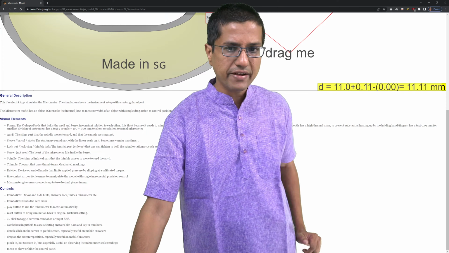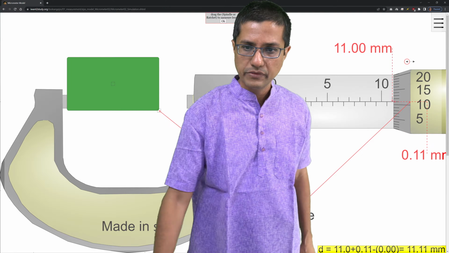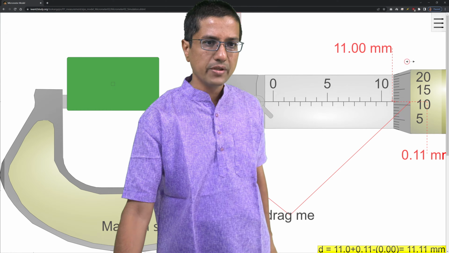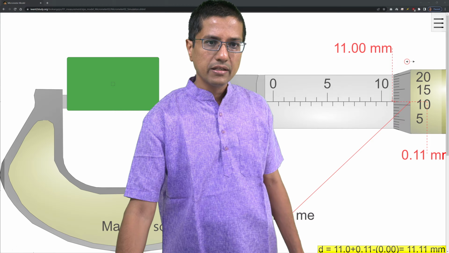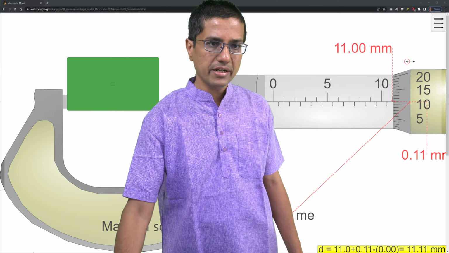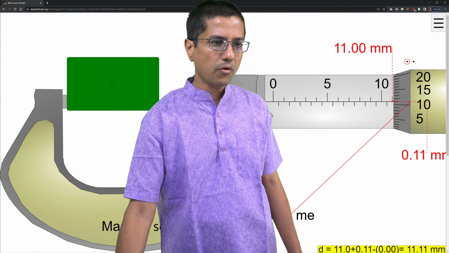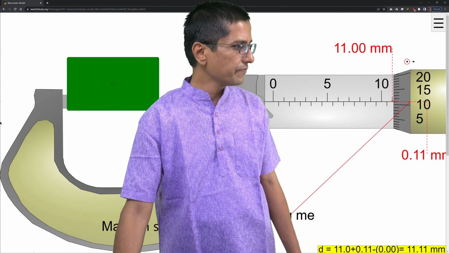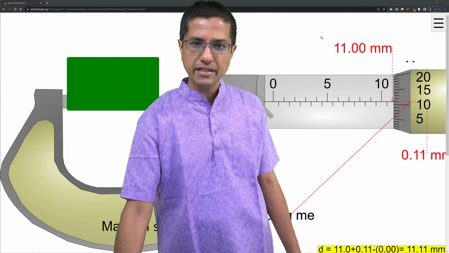One of such devices is this one. This is known as a screw gauge, and using a screw gauge, I can read lengths up to an accuracy of 1/100th of a millimeter. That is great accuracy. We just have a model of a screw gauge right here, and if you notice, in this screw gauge we really have two scales.